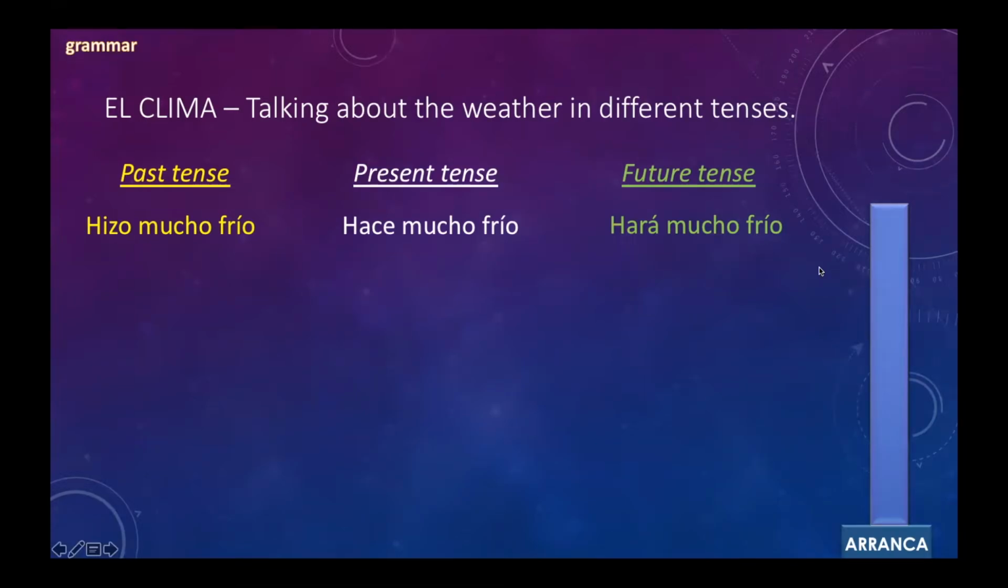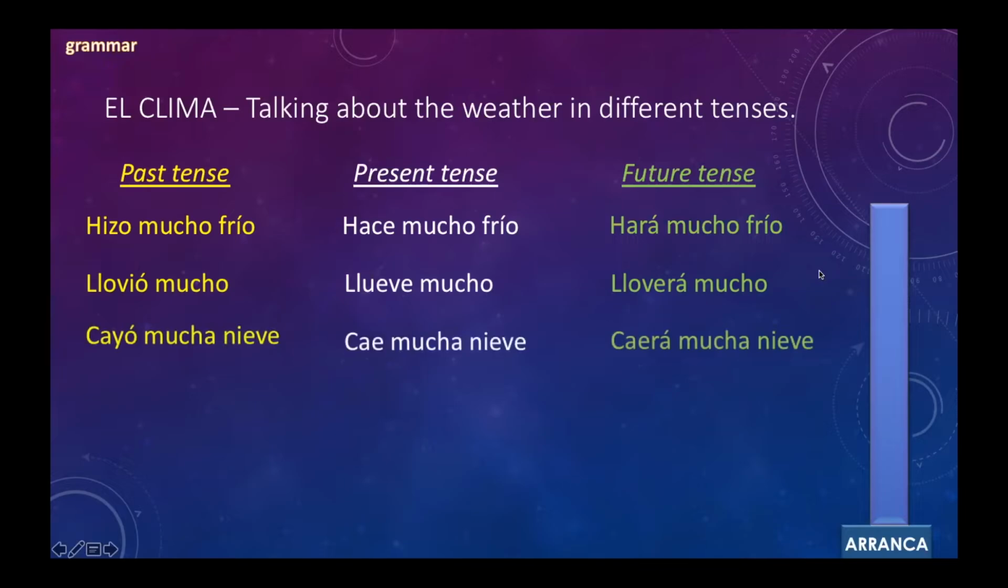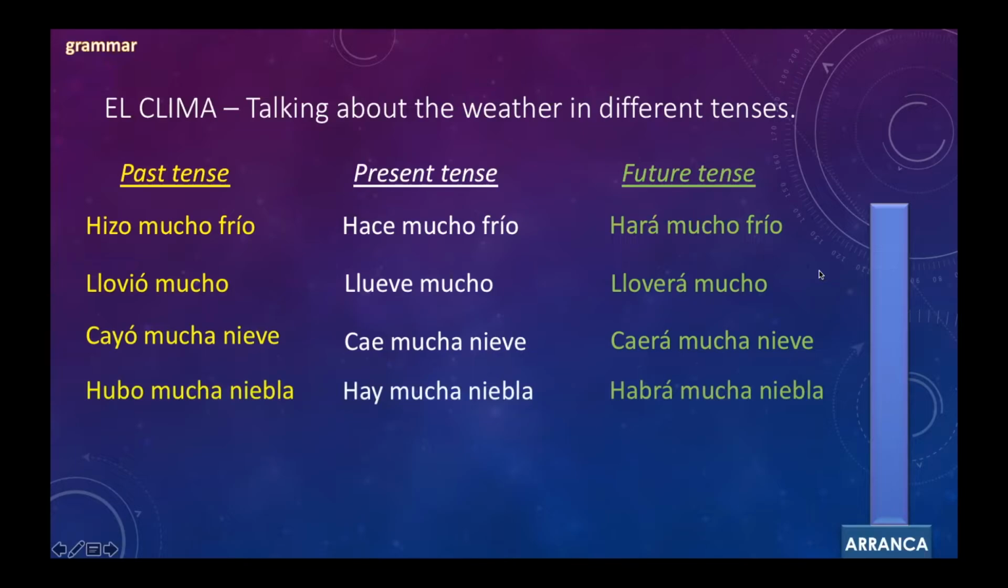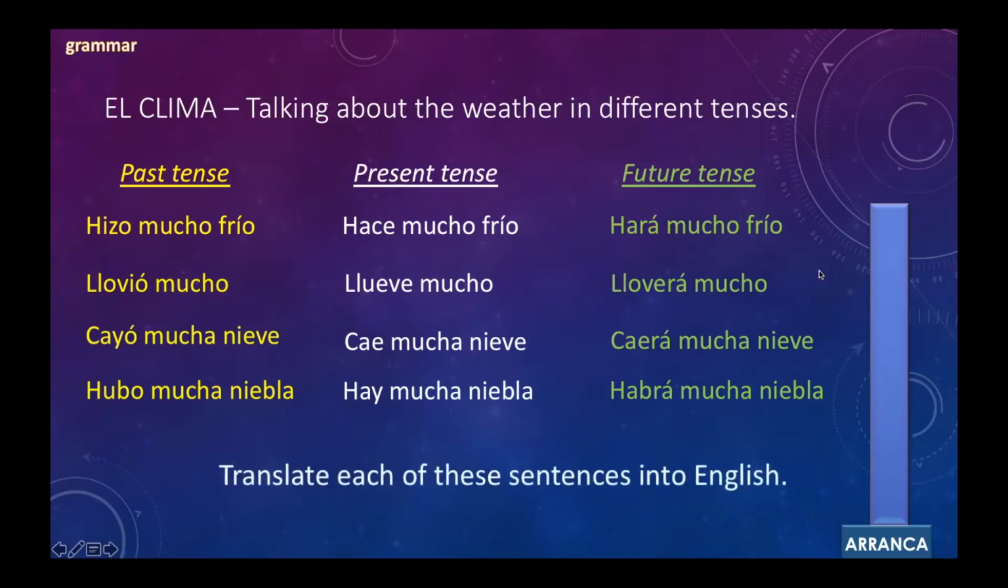Now, we are going to see llover. Llovió, llueve, lloverá. Cayó, cae, caerá. Hubo, hay, habrá. So as you can see, we have these different sentences that we actually use in Spanish all the time. Now, what I would like you to do is take note of those and translate as many of these sentences into English as possible. Off you go.